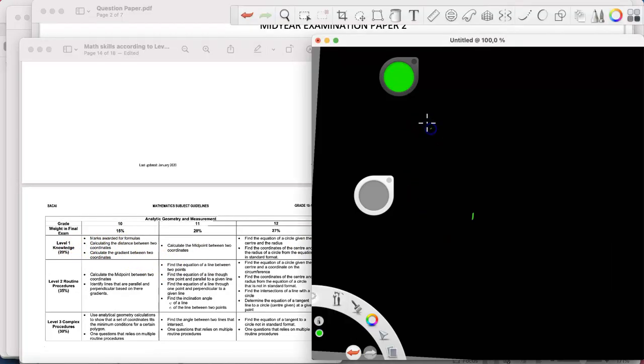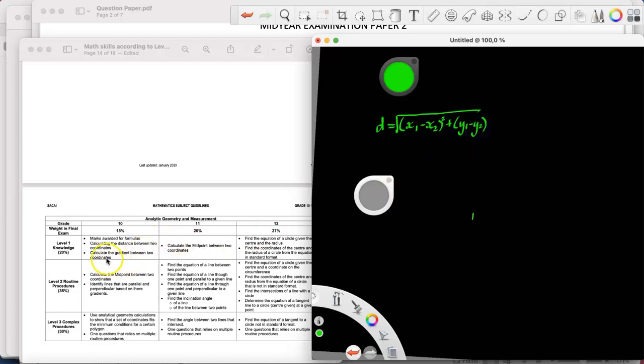I'm sure you know this very well, that the distance formula between two coordinates is the square root of (x1 minus x2) all squared, plus (y1 minus y2) all squared. So just the application of this formula is very important for analytical geometry.